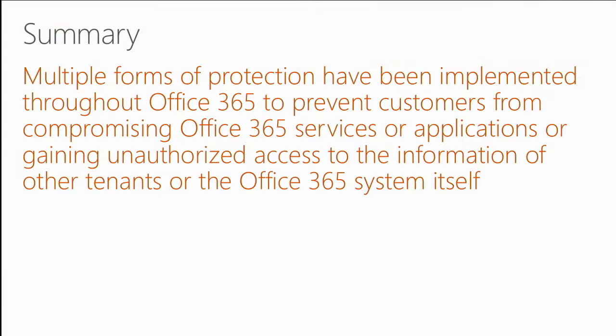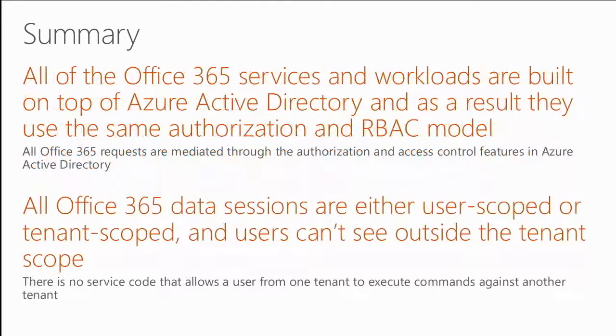All right, so in summary, you can see that we've got multiple forms of protection in Office 365 and Azure Active Directory, and that includes things like the authorization and RBAC model that we have in Azure, and the fact that all of the sessions are either tenant scoped or user scoped, and that unless an administrator takes explicit actions to allow sharing outside of a tenant, by default there's no sharing outside of a tenant, and there's no service code or anything that can execute commands across or from one tenant into another tenant as well.